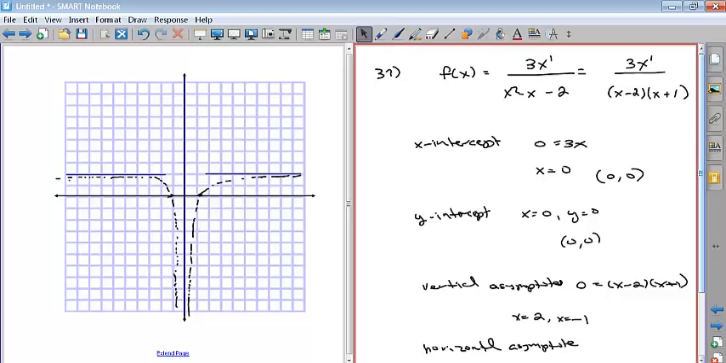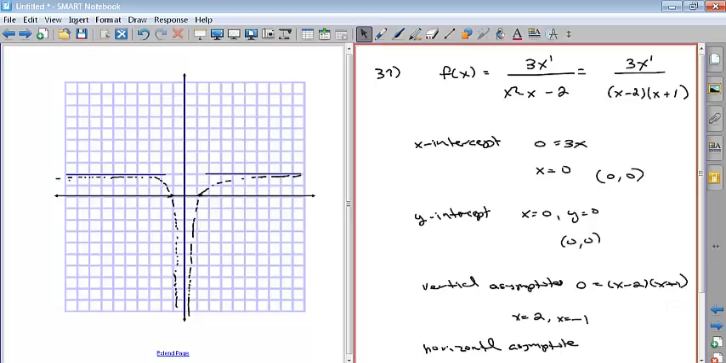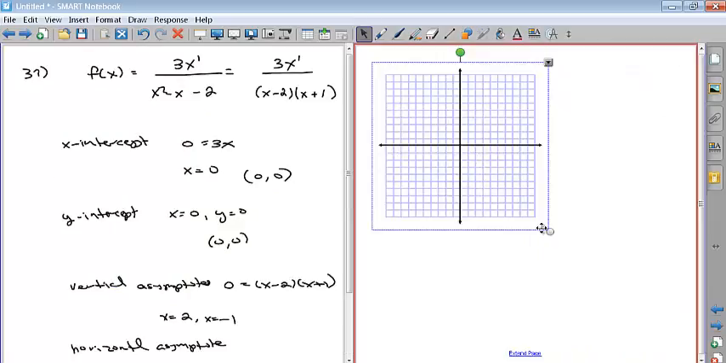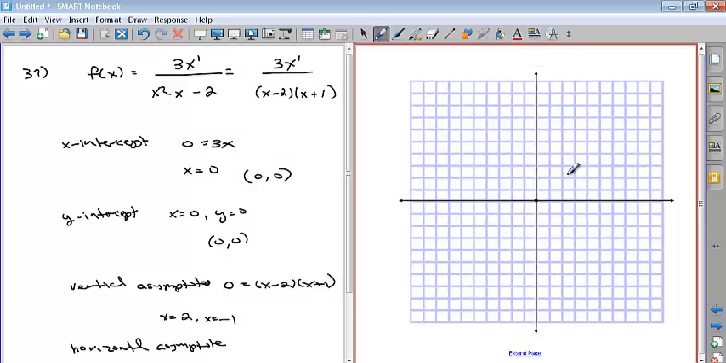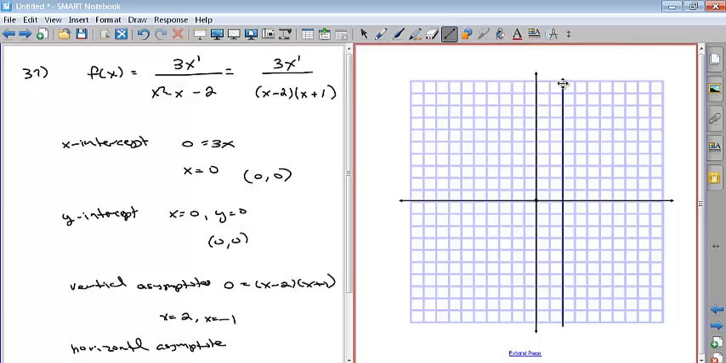Okay. So let's add a page, add my graph paper. Let's plot what we got here. Our x and y intercepts are right here. We have a vertical asymptote at x equals 2 and x equals -1. We have a horizontal asymptote of 0.